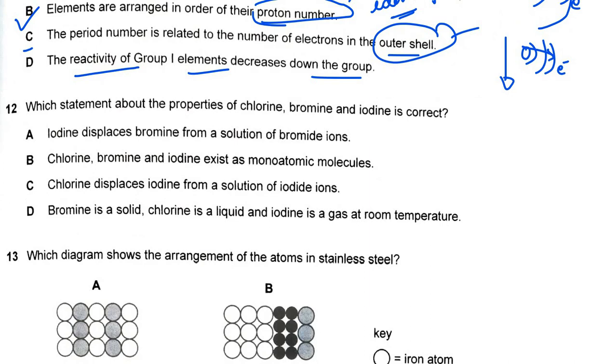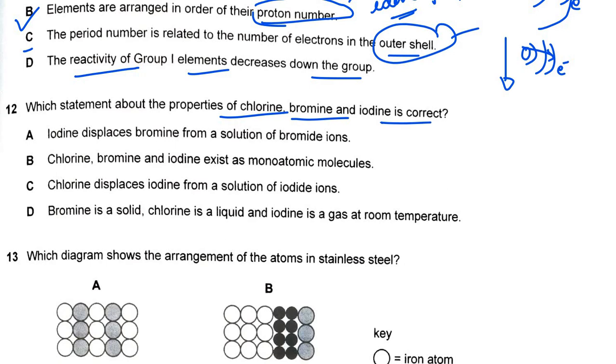Now the 12th question. Which statement about the properties of chlorine, bromine and iodine is correct? They are all halogens, keep that in mind. So this is another revision. In the halogens, what happens as you go down? Reactivity will decrease, and the state of matter will change, from gas to liquid, liquid to solid. So they have already given you some hints. Now let's see the options.